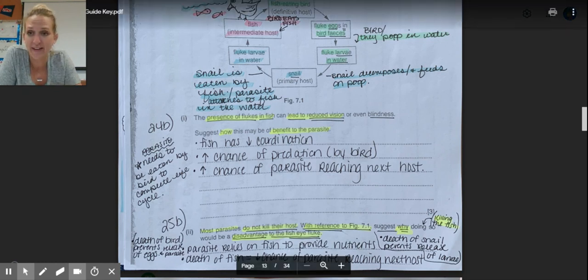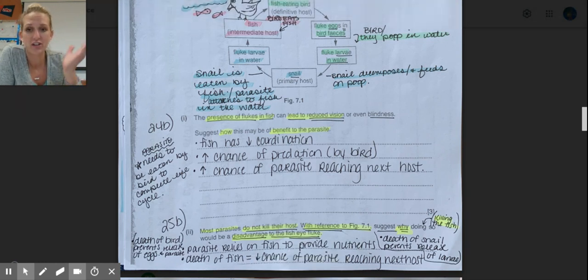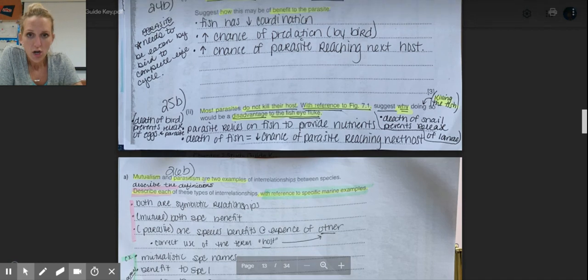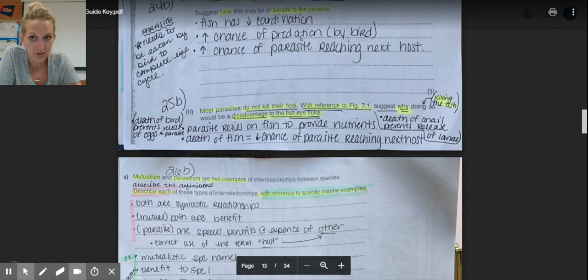Well, if the fish is blind, it's not going to be as coordinated. It's not going to really know its surroundings as well. It's going to have a higher advantage of getting eaten by a bird, maybe not being able to see it. And therefore, we're going to have a higher chance of the parasite reaching its host because the parasite needs to be inside of a bird. Most parasites do not kill their host.